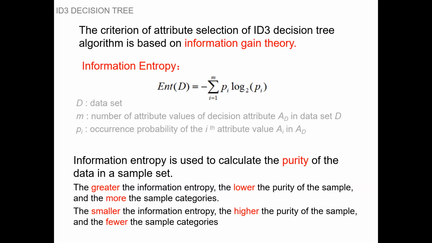Information entropy is used to calculate the purity of the data in a sample set, which represents the number of sample categories contained in this node. As can be seen from the formula, the greater the information entropy, the lower the purity of the sample, and the more the sample categories. On the contrary, if the information entropy is smaller, it means the purity of the sample is higher and the sample data has fewer categories.